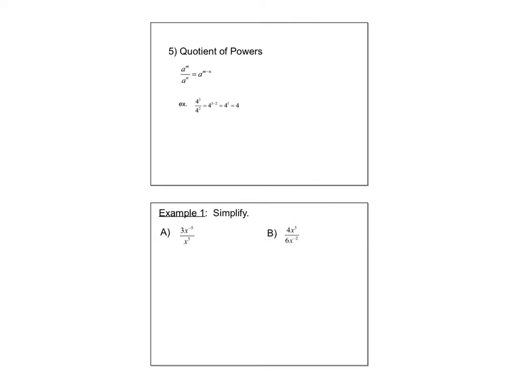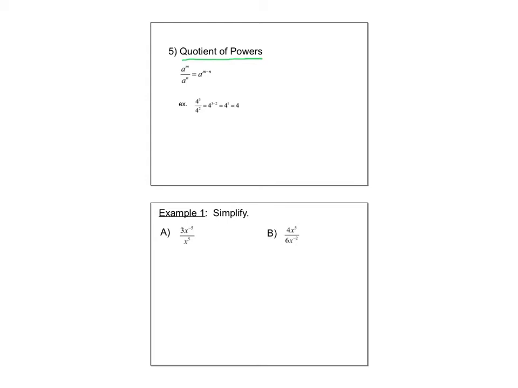Now we've got a quotient of powers. So quotient of powers, that means division. So you've got a to the m divided by a to the n. So when we had multiplying a product of powers there, we added the powers. When you've got a quotient of powers, you want to go ahead and subtract them. So when we had a product, we added them. When we have a quotient, we subtract them.